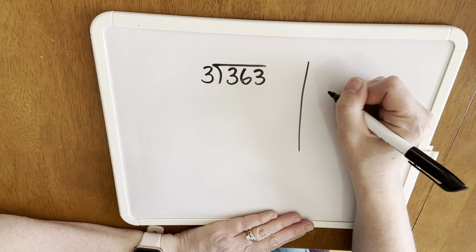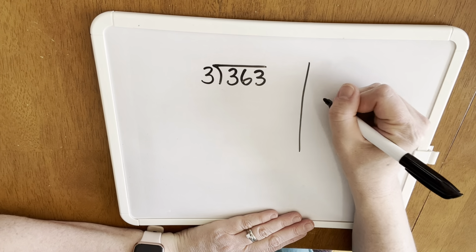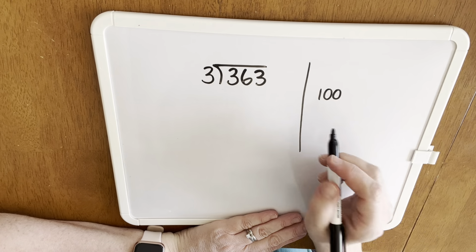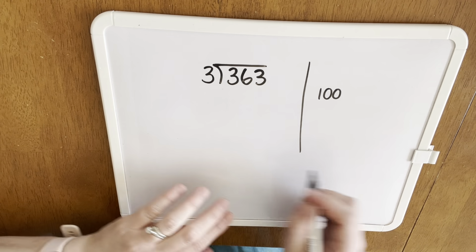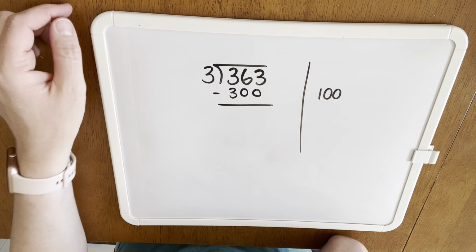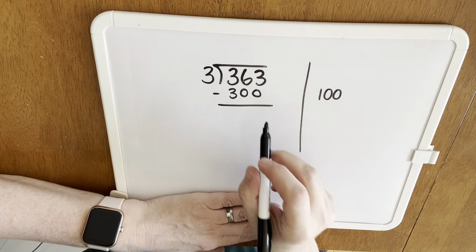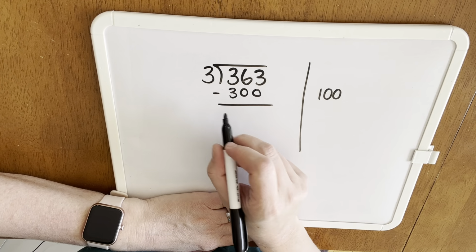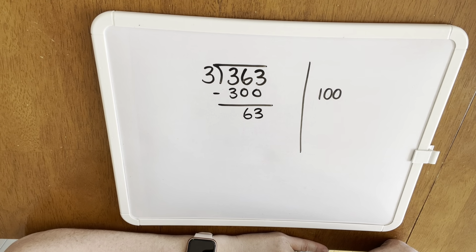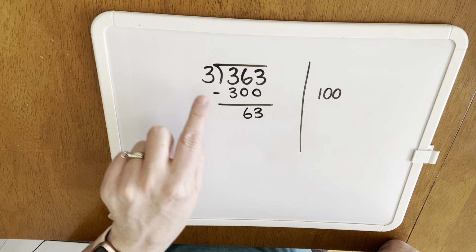I know that when I times 3 by 100, I would get 300. So I'm just going to write the number 100 over here because I think that will be an easy place to start. And then 100 times 3 is going to give me 300. Now, as you can see, I'm still going to have some numbers left over that I still have to divide by 3. So 363 minus 300 is going to give me 63. Now I've got the number 63, and I'm going to look at this number as a whole again and see if I can divide it by 3.